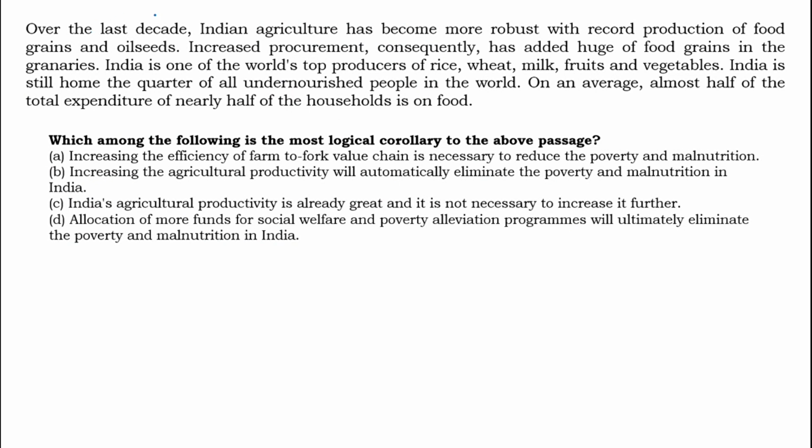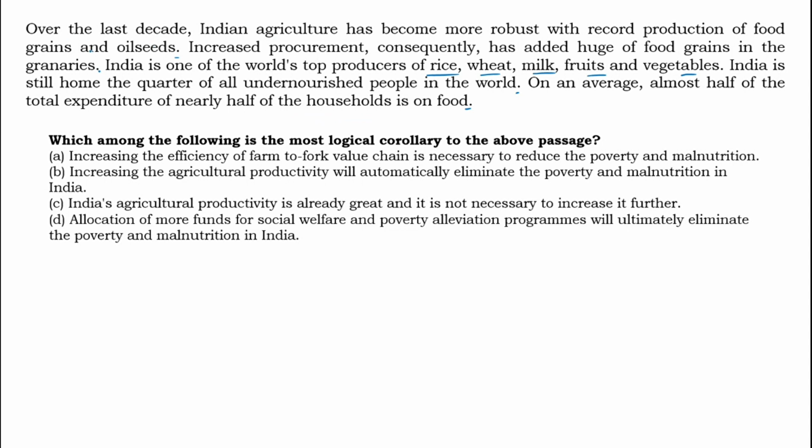Over the last decade, Indian agriculture has become more robust with record production of food grains and oilseeds. Increased procurement consequently has added huge amounts of food grains in the granaries. India is one of the world's top producers of rice, wheat, milk, fruits and vegetables. India is still home to a quarter of all undernourished people in the world. On an average, almost half of the total expenditure of nearly half of the households is on food.